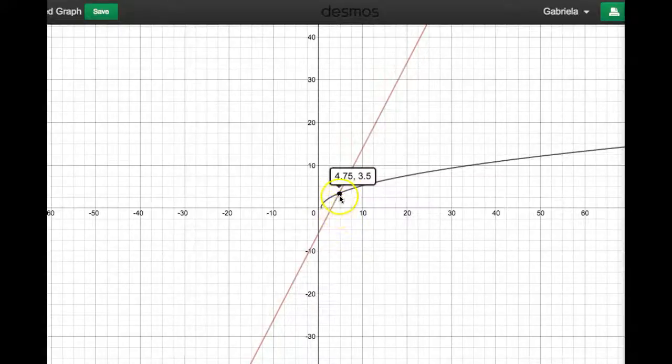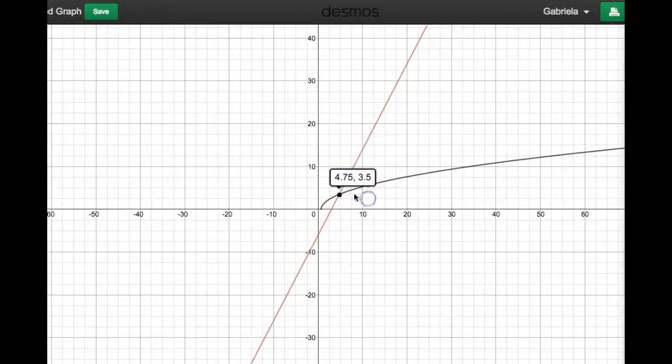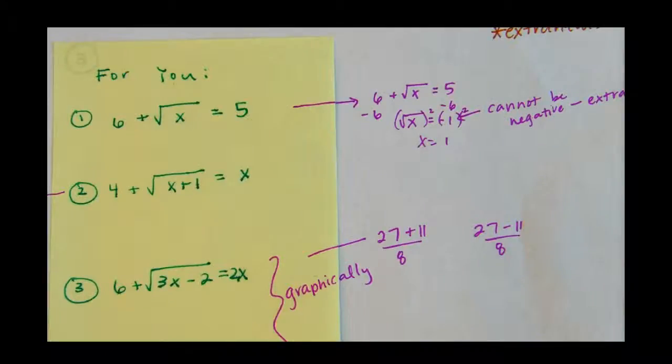3. When I look at where these two lines intersect, again, it's only 1 point, which means that I've got an extraneous solution to these two lines. So my graphs intersect when x is 4.75. So I'm going to look back at my answers.